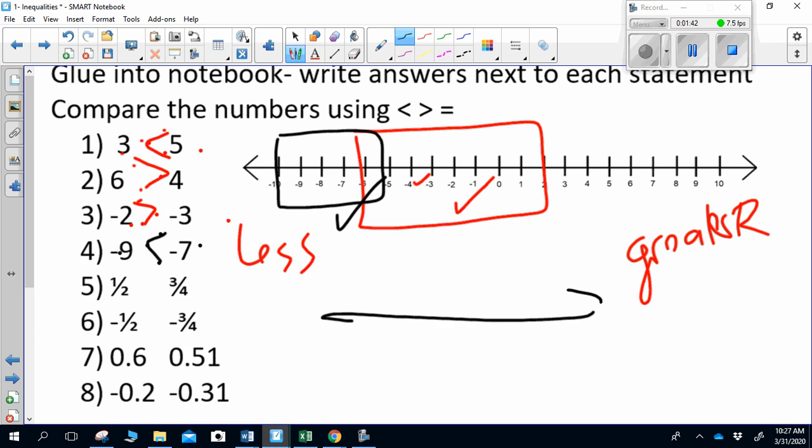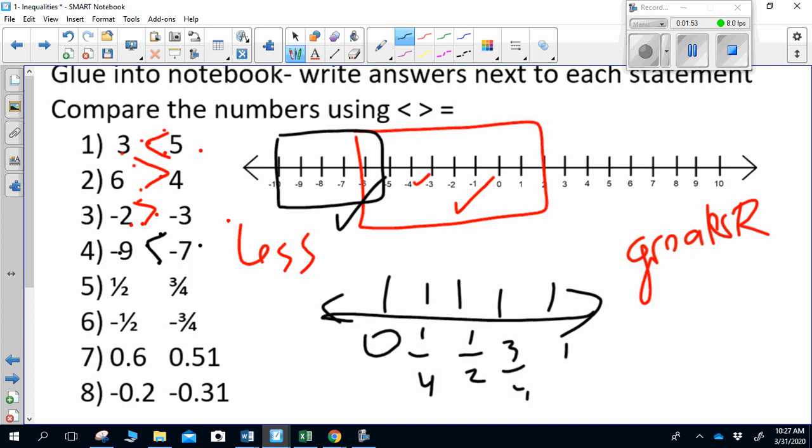All right, thinking about a number line that goes from 0 to 1. If it's divided in half, and then we have 3/4 and 1/4. So if I look at this, I have 1/2 is to the left, so it is less than 3/4. So 1/2 is less than 3/4. But remember that negative means opposite.